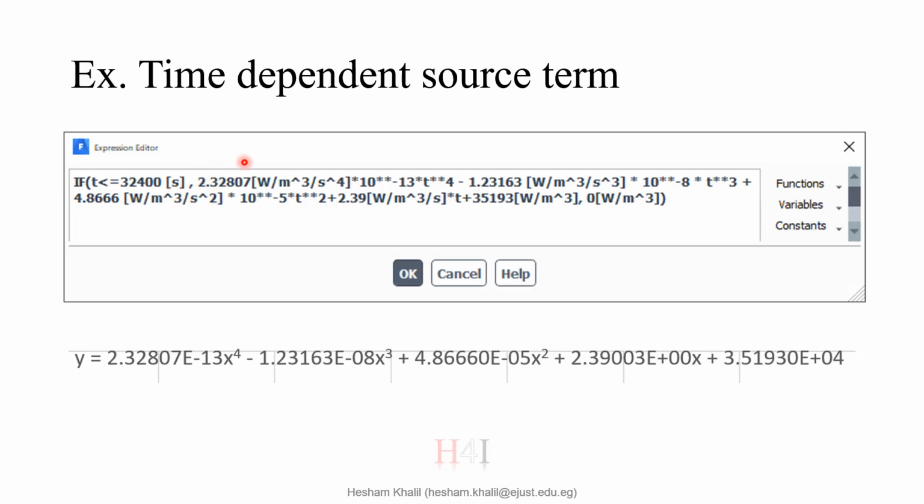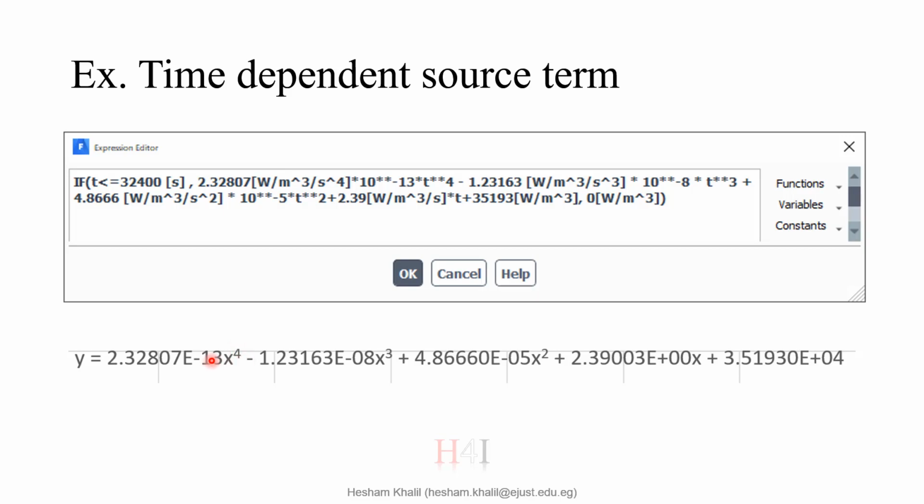After that, this is the equation which will be used if the condition is true. I wrote down the equation I showed you earlier, here, until reaching there. As you can see here, this is supposed to be source term, so its unit is watt per meter cube. So this number has to have the dimension of watt per meter cube per second to the power 4, because it will be multiplied by time to the power 4. So when multiplied, it will give me the unit of watt per meter cube.